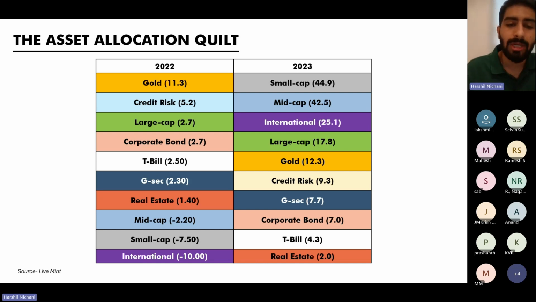Then you look at 2022: gold tops, credit tops, large caps top, corporate bonds topping, but not so much. But 2022 essentially was not a great year for equity investment, right? If you look at international, mid, small, not that great.